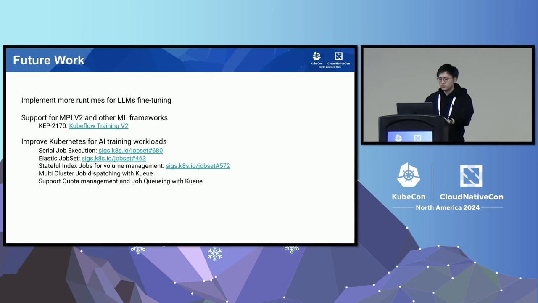But we have some future work. First, we are planning to support some fine-tuning runtimes. Second is supporting MPI training V2 in the training operator V2. The third is, it's not only for Kubeflow, but we are working on the Kubernetes Batch Working Group. For example, JobSet, serial job execution policy, stateful indexed job policy, multi-cluster job dispatching with Kueue, and quota management with Kueue.